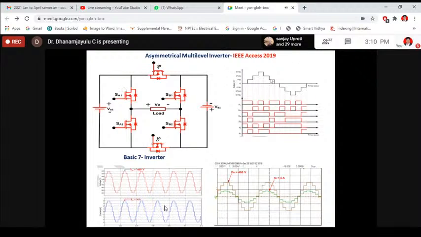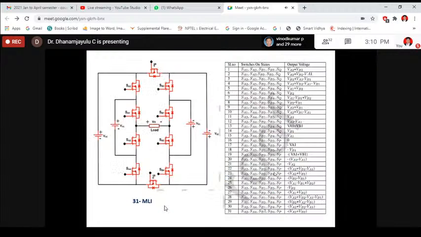This is the expected output waveform. This is the simulated output waveform. This is the experimental results output waveform. So again, by using a basic H-bridge inverter, the basic circuit of the proposed asymmetrical multilevel inverter, I have implemented 31 levels. This is another structure, and based on this are the switching tables. Based on the switching table, we are able to generate gate pulses.